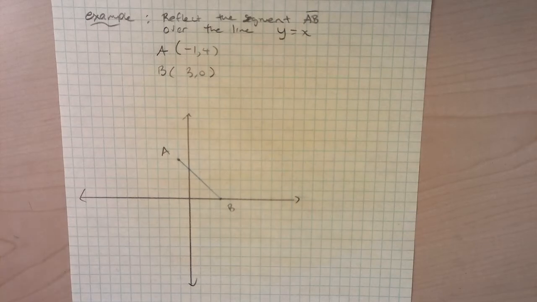Okay, this is part 2 of 4.2, still reflecting. In this case, I want to reflect this line segment AB over the line y equals x. So the first thing I need to figure out is where the line y equals x is.